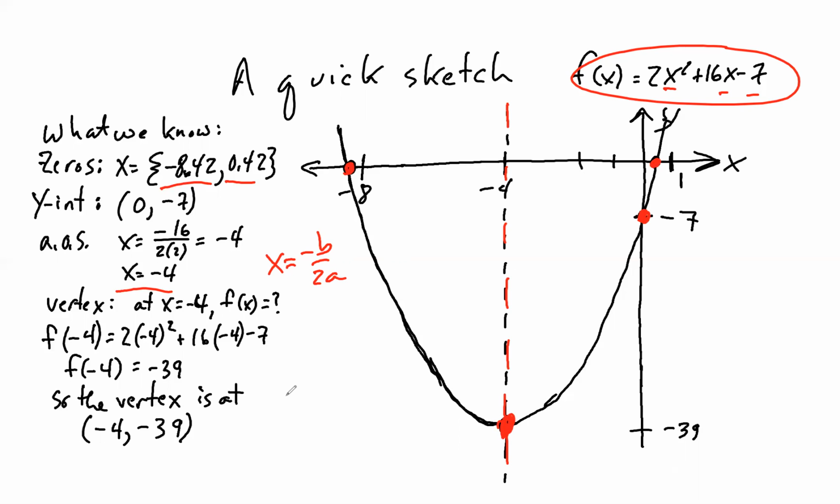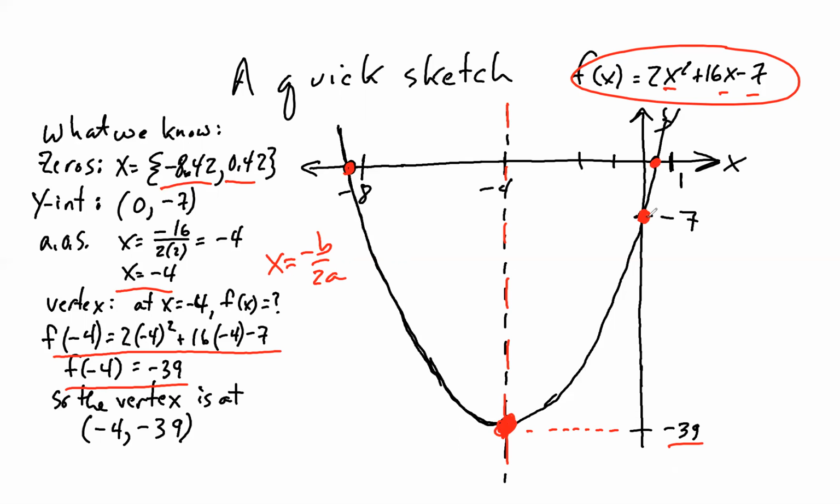My vertex, I know that x is minus 4. What's y when x is minus 4? We figure this out right here. Take out x, put in negative 4, and when you do that, it works out that f of negative 4, or y, is equal to negative 39 when x is minus 4. And that's this point right here at minus 39.